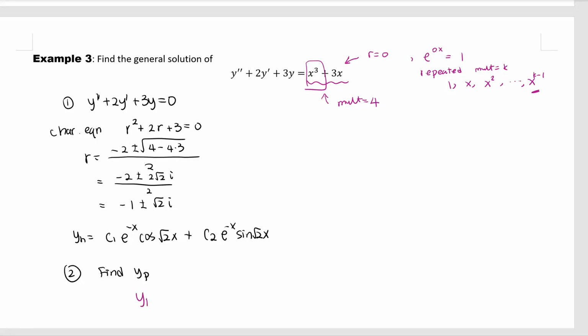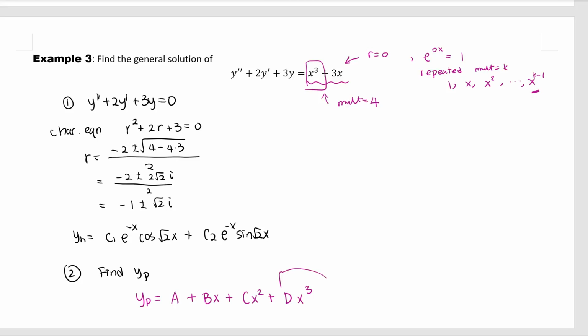So our general setup is a, that's the first term, corresponding to 1, and then bx plus cx squared plus dx cubed. It's x cubed, not x to the 4, because the multiplicity is 4, so it's x to the multiplicity minus 1, which is 3. Even though the right-hand side does not contain x squared or 1, when you set up yp you set up a general form, so you also need to include the highest term and the lower terms, because you're going to see those lower terms when you differentiate.